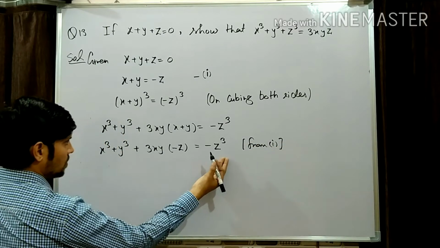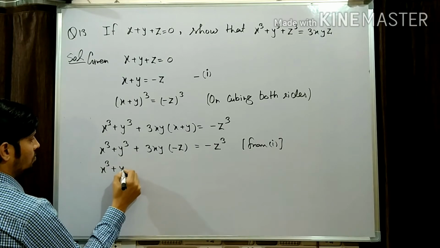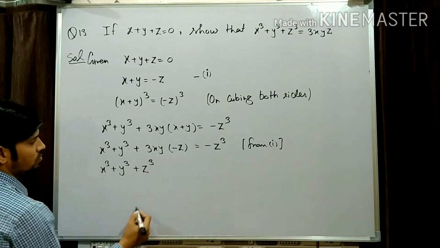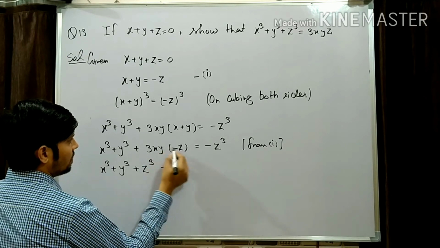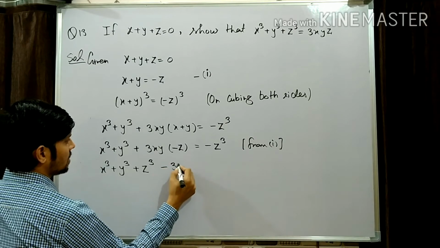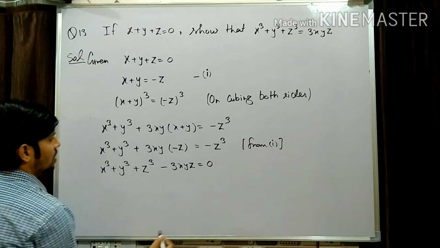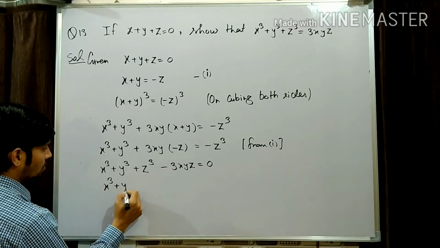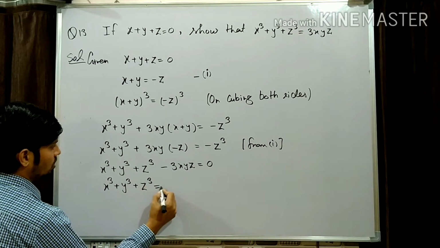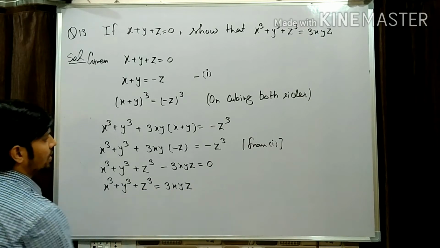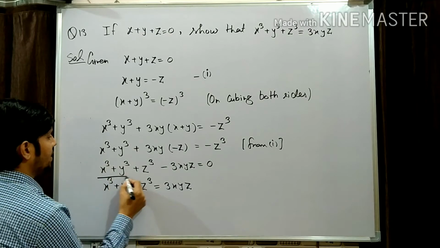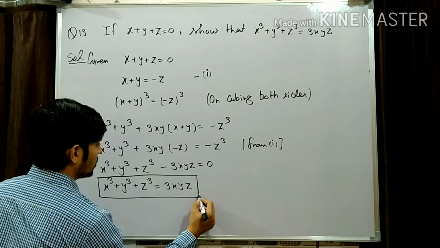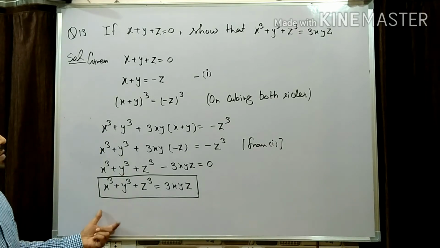Now transpose the term. This is x cube plus y cube. z cube is negative here. Transpose this side. This is z cube, and minus 3xyz is left here. Now transpose this minus 3xyz to that side. This becomes x cube plus y cube plus z cube equals 3xyz. This is a very important identity which we have to learn for further questions. In question number 14, we will use this identity.